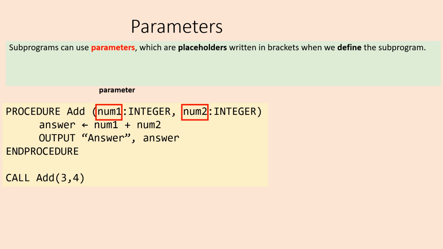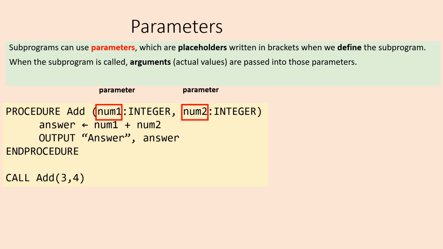Num2 is going to be holding number 2 for me, and that's also a parameter. And like I said, these are going to act as placeholders for the values that we want the subprogram to use. So when we call the subprogram, we use arguments, and now these are actual values, and they're passed into those parameters. So we've got 3 and 4. These are what we call arguments. So these values are passed in order. So 3 will go to num1, 4 will go to num2.